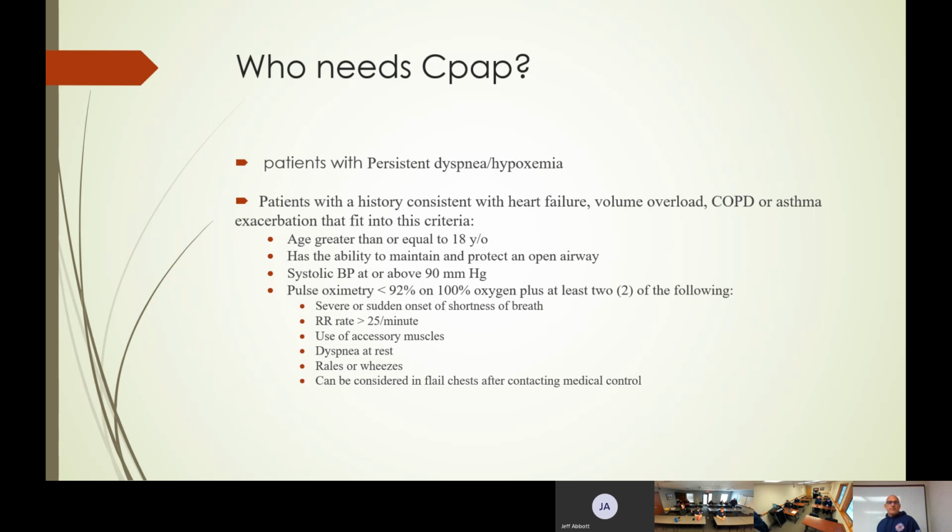So who needs this? Patients with persistent dyspnea and hypoxemia. Patients with a history consistent with heart failure, volume overload, COPD, or asthma exacerbation that fit into this criteria. Our protocol for CPAP is adult only. We don't have a protocol or anything at this time for pediatrics. If we have a large child who, for whatever reason, presents with a condition where you might think CPAP would be beneficial, what can we do?